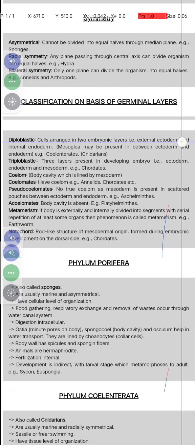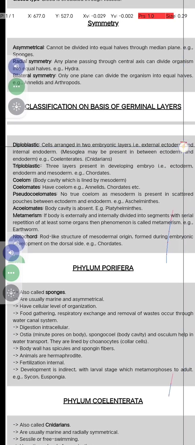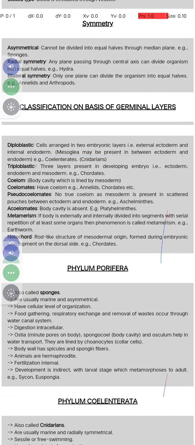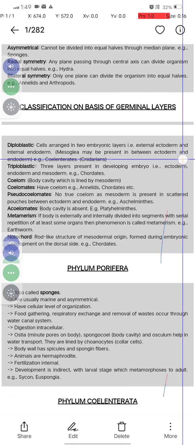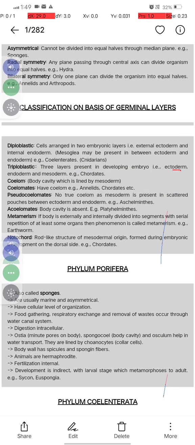Diploblastic: the cells are arranged in two embryonic layers, external ectoderm and internal endoderm, and mesoglea may be present in between the ectoderm and the endoderm. Triploblastic: three layers are present in the developing embryo, that is ectoderm, endoderm and mesoderm.